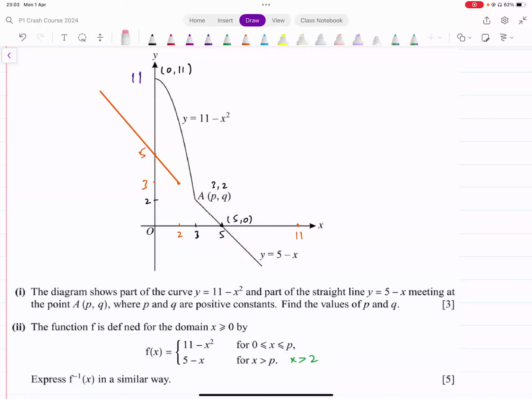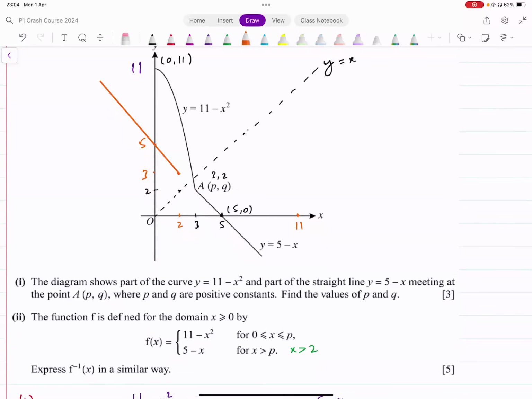Remember the y equals x line, that would look something like this, passing like this. These graphs are supposed to be reflections about that line. And now what about the right part? The curve is going to look something like this. This is going to be the graph of f inverse of x, if you had to draw that.